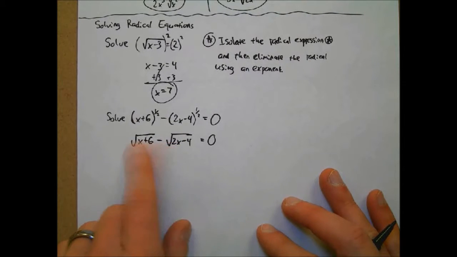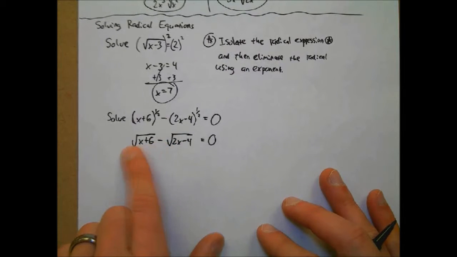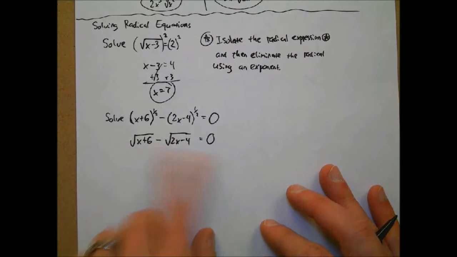How can I get one of these by themselves? What could I do in this situation here? What should I do to both sides?